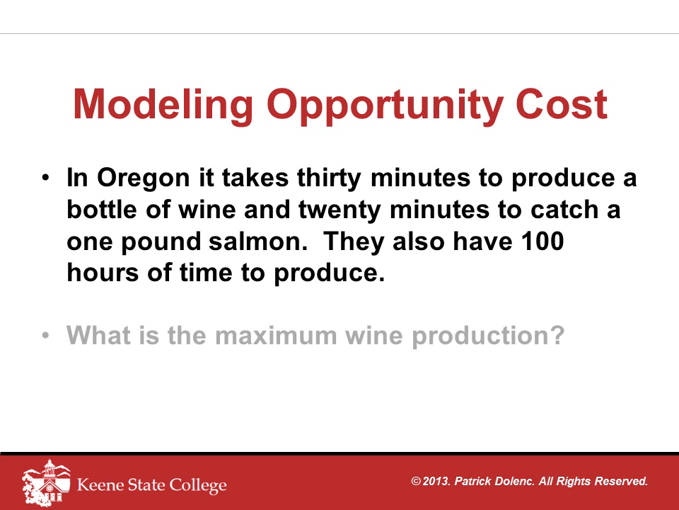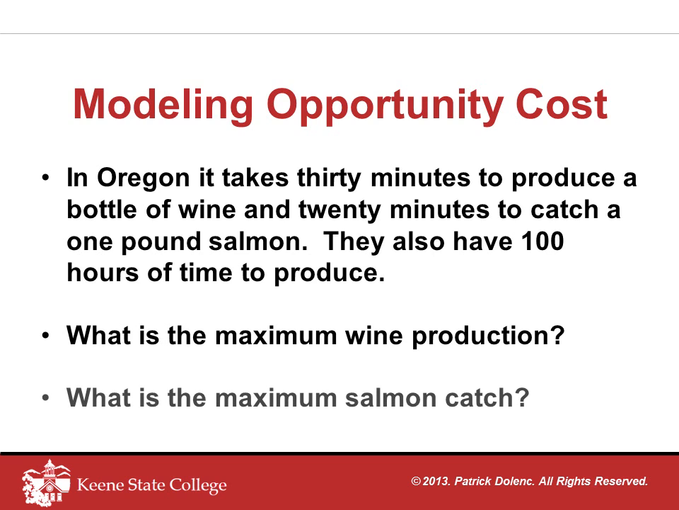First, what is the maximum amount of wine that could be produced in the state of Oregon? And then second, what is the maximum salmon catch if all Oregon did was exclusively fish? So again, the math involved here is something you can do in your head. If we have 100 hours of time and all we focus on is wine production, it takes 30 minutes to produce one bottle, so in an hour we can produce 2 bottles of wine. 2 bottles per hour, 100 hours to work with, generates a total maximum production of wine with no fish whatsoever of 200 bottles.